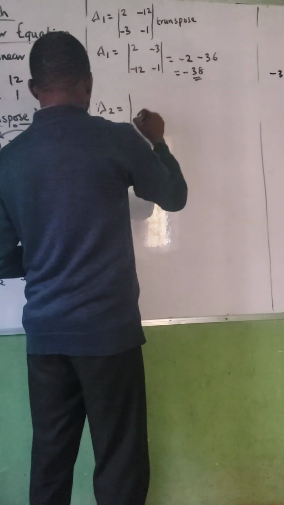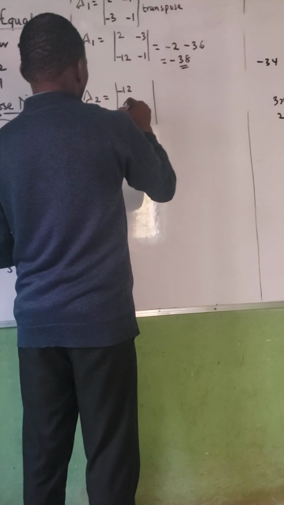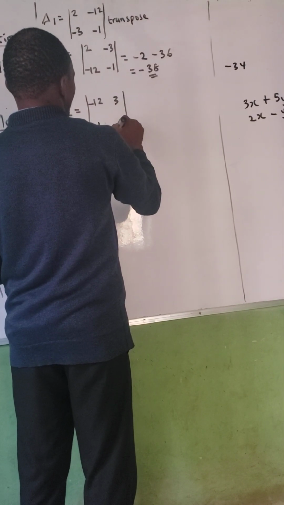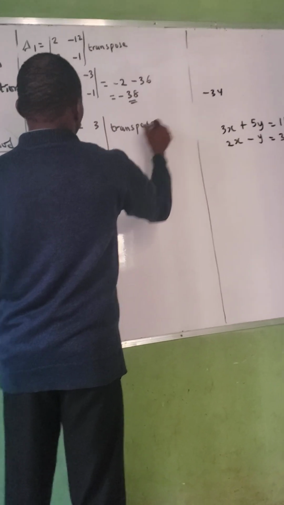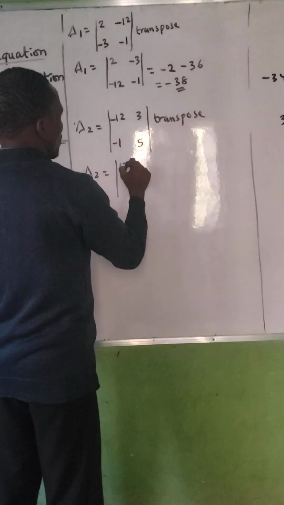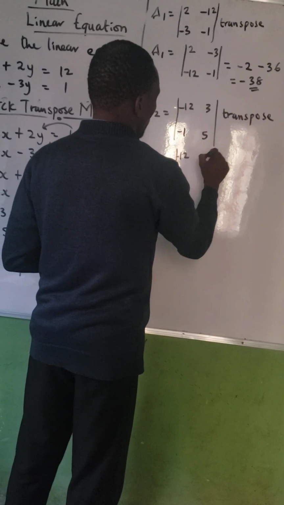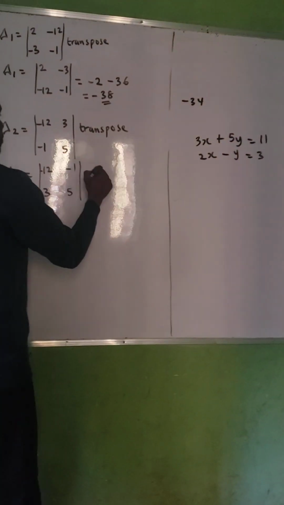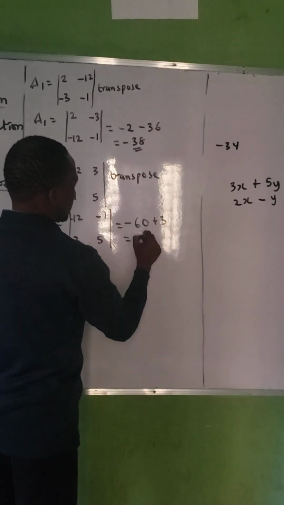So we have minus 12, minus 1, 3, 5. So let's look for the transpose. The transpose will give us, for delta 2, what? Minus 12, 3, minus 1, 5. So we look for the determinant. This gives us what? Minus 60 plus 3. And that's what? Minus 57.